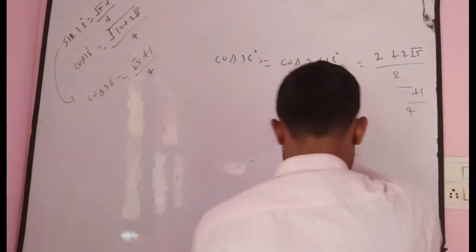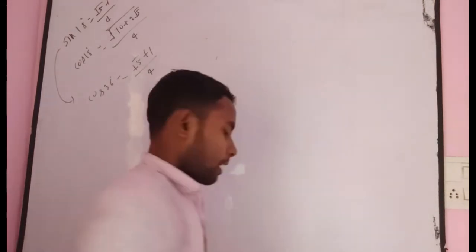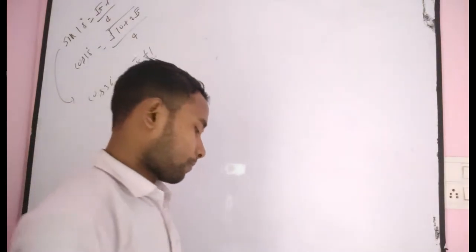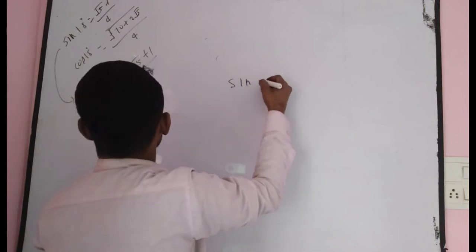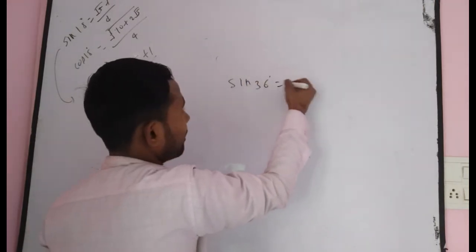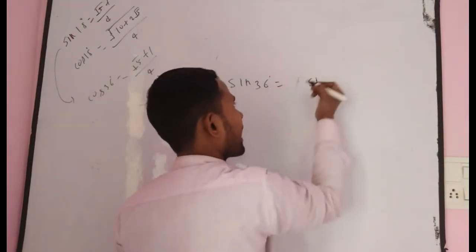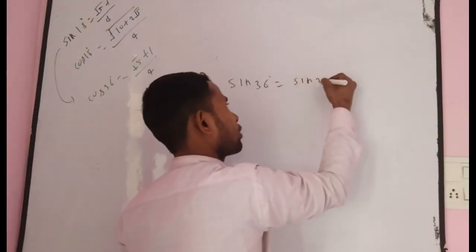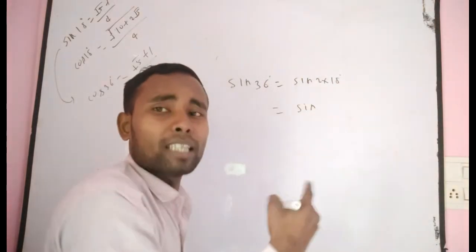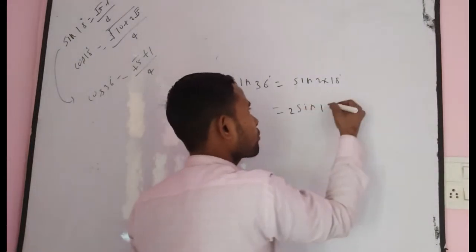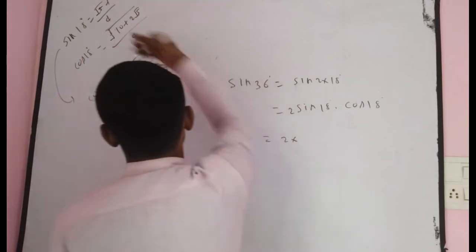Now, I want to give you another formula to find another value. Suppose that you have to find sin 36 degree. How can you find sin 36? It also becomes very easy. Can you write sin 36 as sin 2 into 18? Now, sin 2 theta is equal to 2 sin theta into cos theta. So you can apply 2 sin 18 degree into cos 18 degree. As you know that 2 into sin 18 degree is known to you.